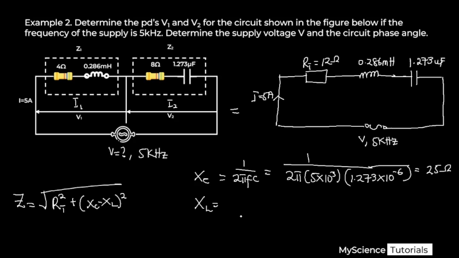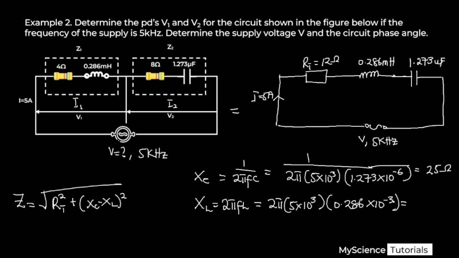Now the next thing we do is to find our inductive reactance. Inductive reactance is given mathematically as 2 pi FL. This is equal to 2 pi multiplied by the frequency, which is still the same, 5 times 10 raised to the power positive 3, multiplied by our inductance, which is 0.286 times 10 raised to the power negative 3.